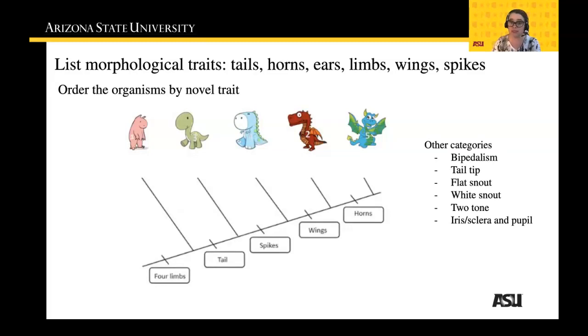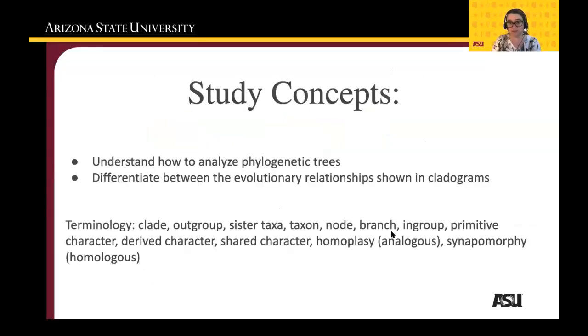They have 4 limbs, then comes the tail. Here we go with spikes. Then we see the synapomorphy of wings and finally of horns. And that's how we arrive at our various taxa. We could have used these other categories like we talked about before, right? It looks like 4 of them might exhibit bipedalism. So there are other ways to break these classifications up that still might be correct. But often the simplest, most direct form is usually the one that they use.